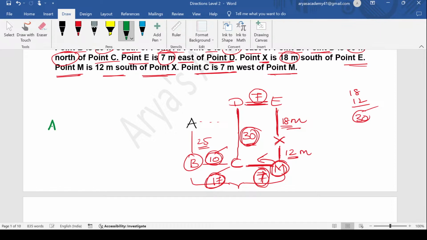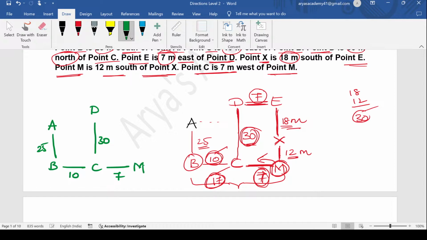This is point A, and here comes point B, and this distance is actually 25, and slightly above A there is D, and at a distance of some 30 meters, you'll get point C. This distance between B and C is 10. Between C and M is 7.